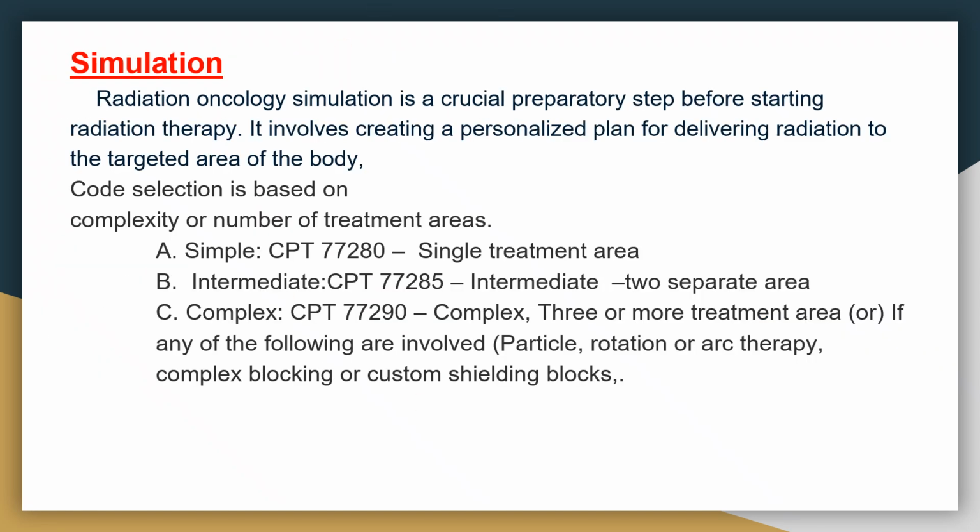Then comes the simulation. Radiation oncology simulation is the crucial preparatory step before starting the radiation therapy. It involves creating a personalized plan for delivering radiation to the target area of the body. Again, here also, you will see that the codes are divided into simple, intermediate, and complex, and the language remains pretty much the same whether you are treating a single area, two separate areas, or three or more treatment areas, because that will decide whether it is simple, intermediate, or complex. And you will see the three codes here.